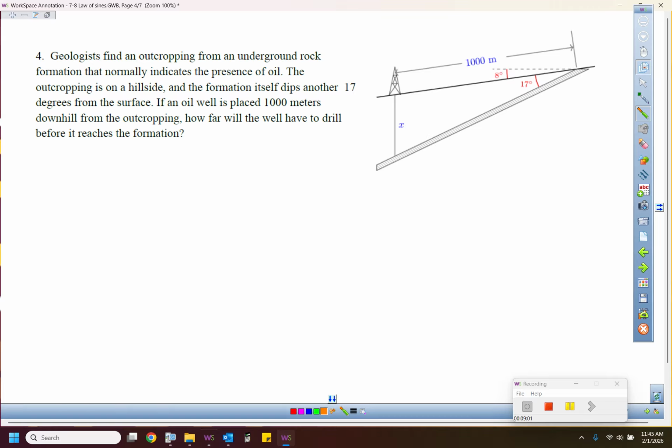The formation dips another 17 degrees from the surface. If an oil well is placed 1,000 meters downhill from the outcropping, so here's the outcropping and here's the 1,000. They kind of have that in the picture for us right here, that orange thing is 1,000, and you see they have this orange triangle formed right there. They ask, how far will we have to drill underneath that to find the oil? They're asking us to find x right here. So here's what we got: a 17-degree angle right there.